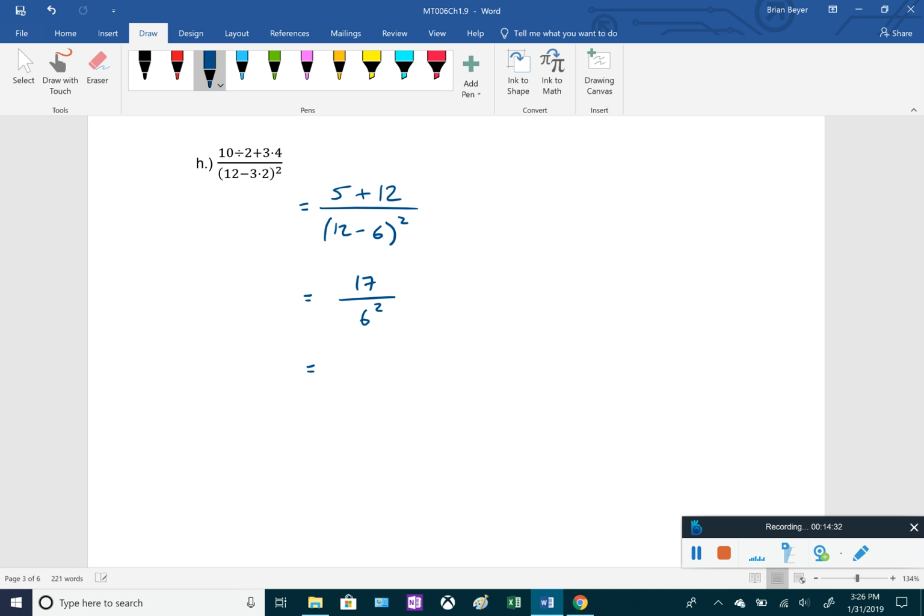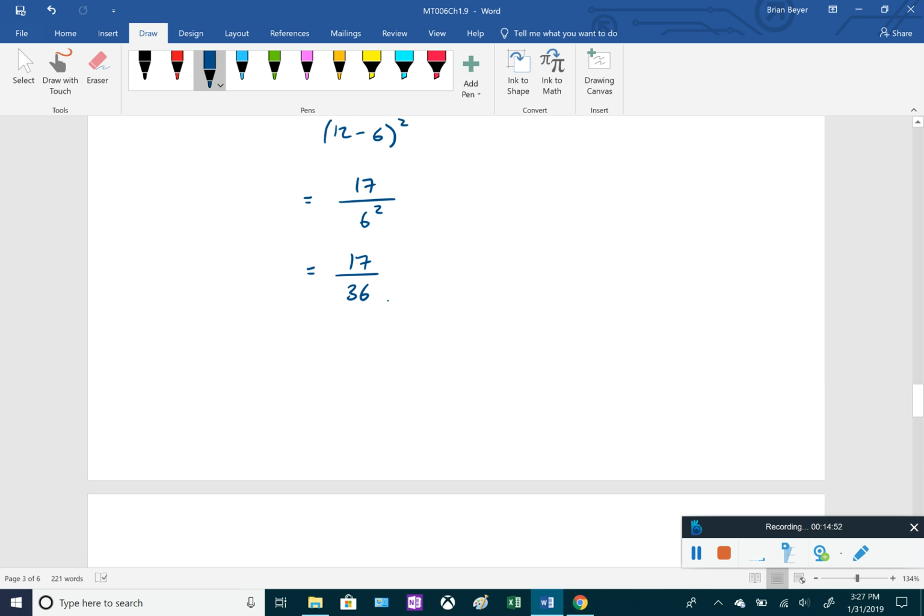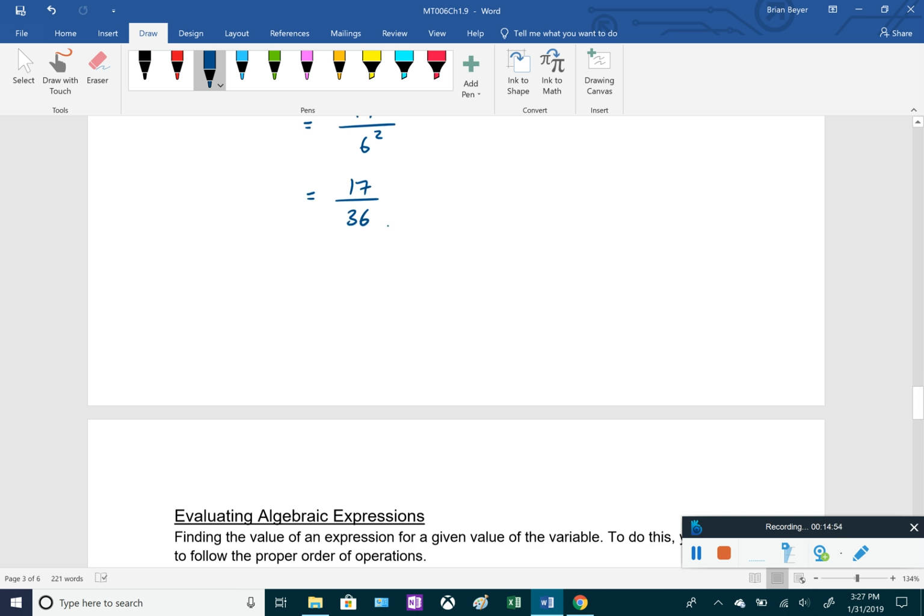So I dropped the parentheses around that 6 in the denominator because it was positive. If it was negative, you would need the parentheses around it still. So this is going to give us 17 over 6 squared, which is 36. So 17 over 36. And it cannot be simplified, so you can just leave it just like that.